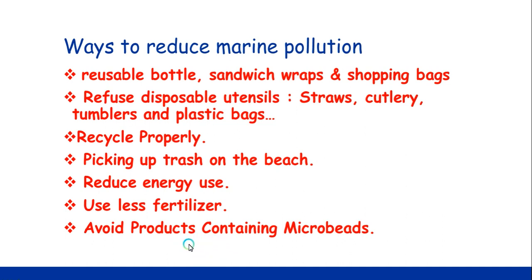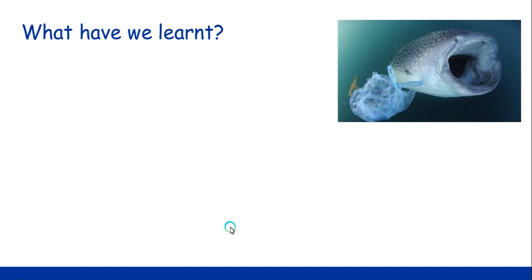Now, another way to reduce marine pollution is to avoid products containing microbeads. Microbeads are small tiny plastics that are in our soaps and in our scrubs. We should avoid products like that. So when we avoid all these things, we are reducing marine pollution. Another way is by buying ocean-friendly products.